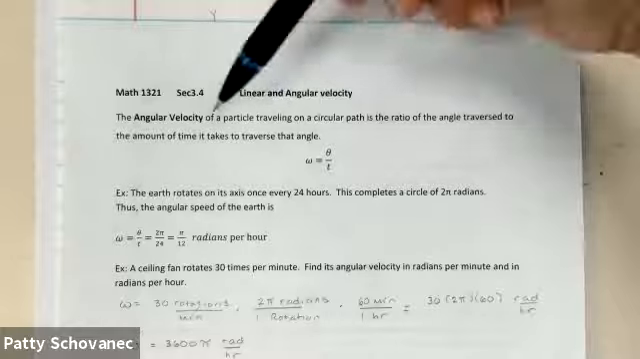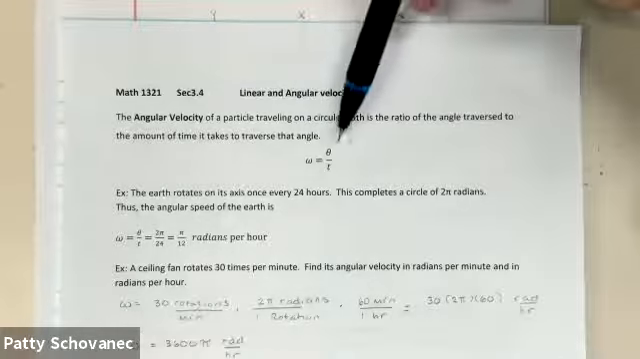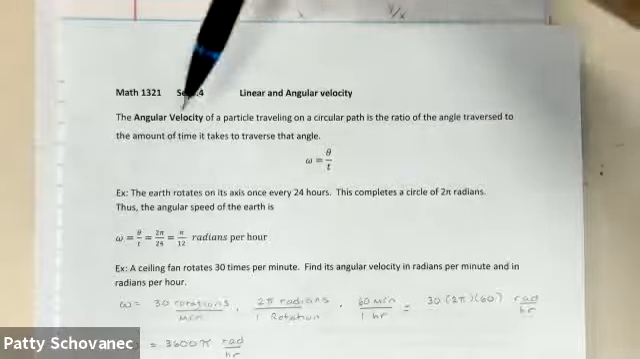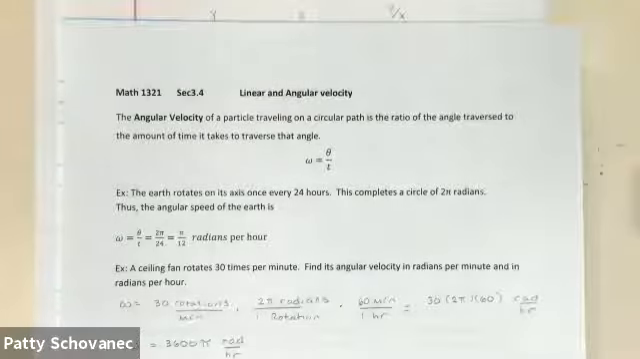The angular velocity is the ratio of the angle, theta, that's being traversed to the amount of time it takes to traverse that angle. So typically our angular velocity is measured in radians per time unit: seconds, minutes, hours, but radians per time unit. Theta is always in radians. Finding angular velocity is pretty much just a matter of converting units. You're told how long it takes something to make a rotation. A rotation in trig is 2 pi radians, so you convert that rotation into radians per time unit.